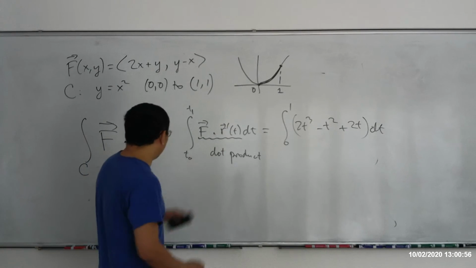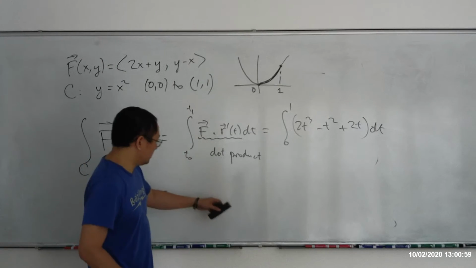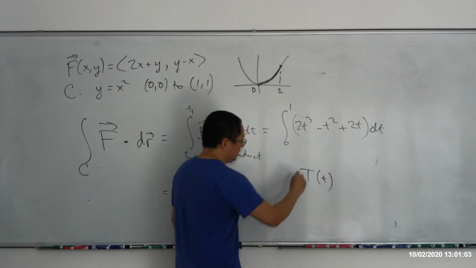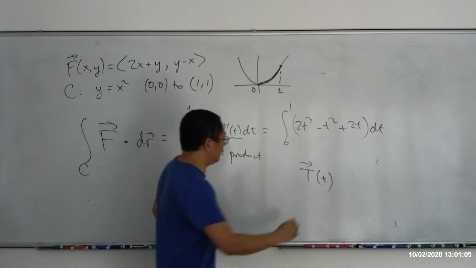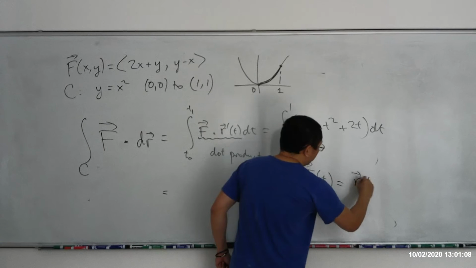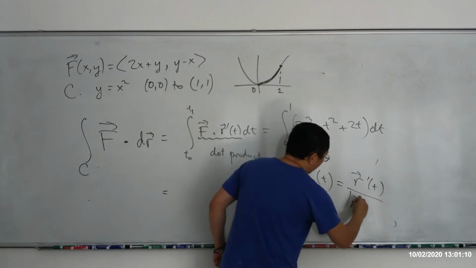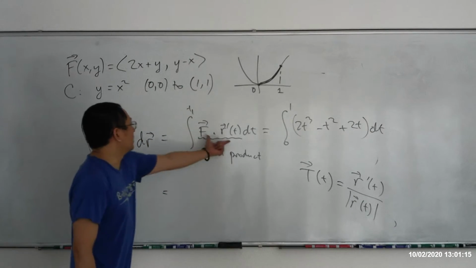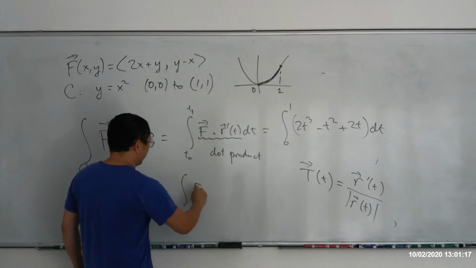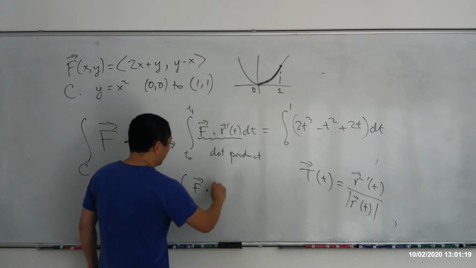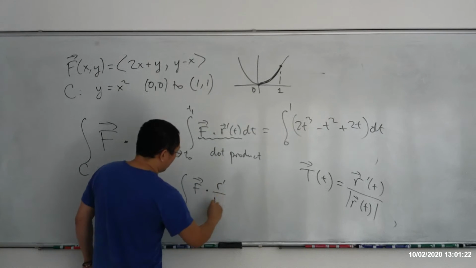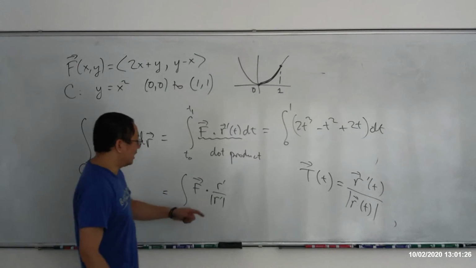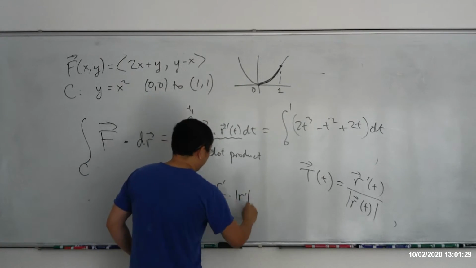We can derive one more from this. We call the tangent vector r' over the magnitude of r'. We learned this before. So this is the integral of vector F dot r' over the magnitude of r', of course a function of t, but it's long so let me just write it that way, and then you multiply by the magnitude of r', and then dt.